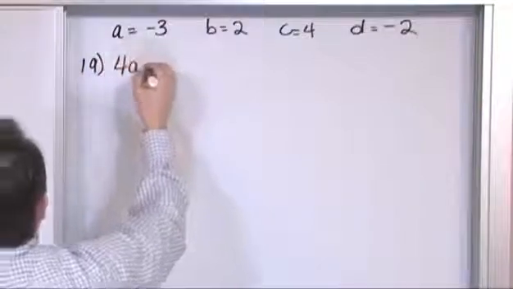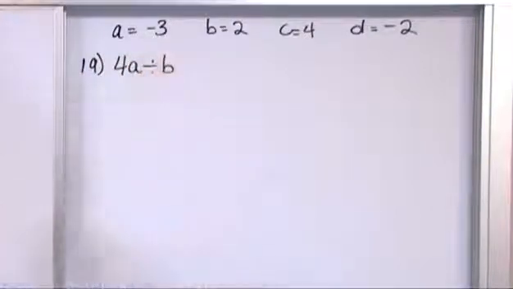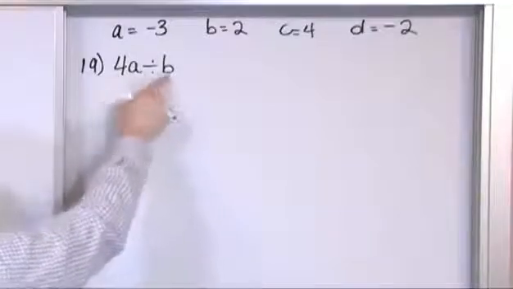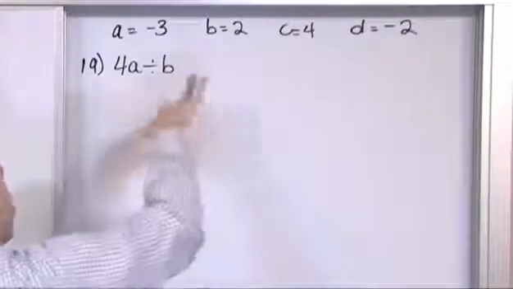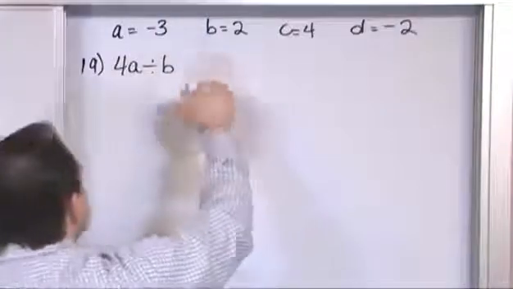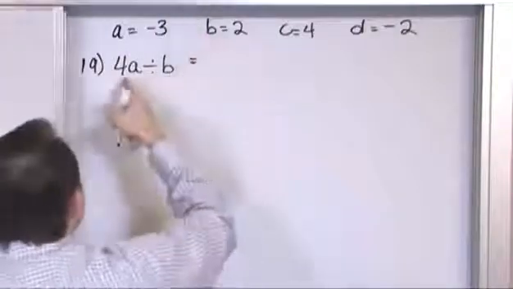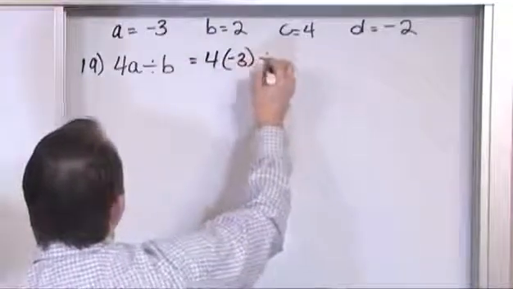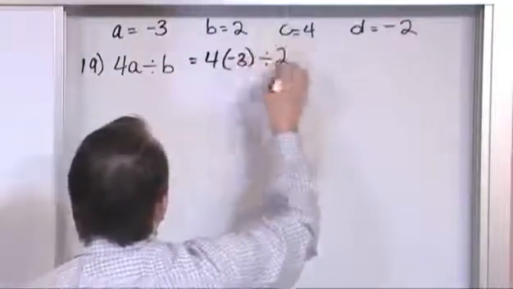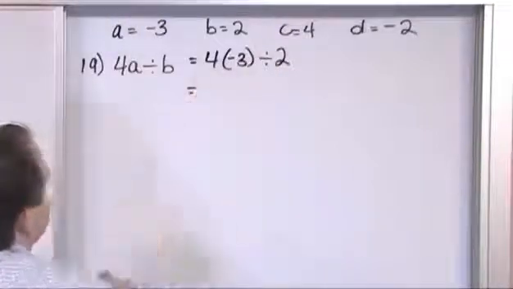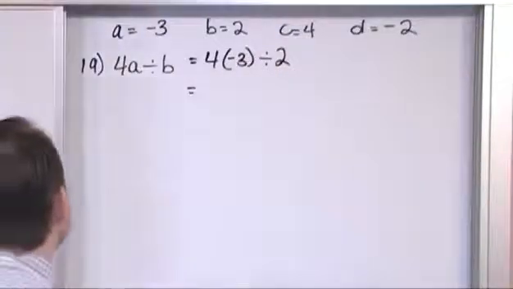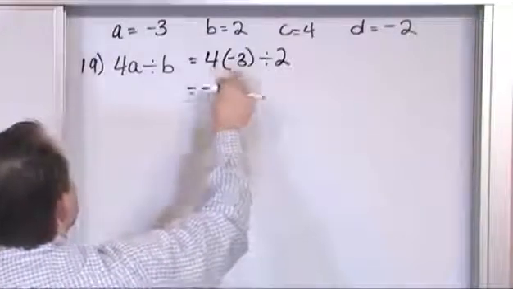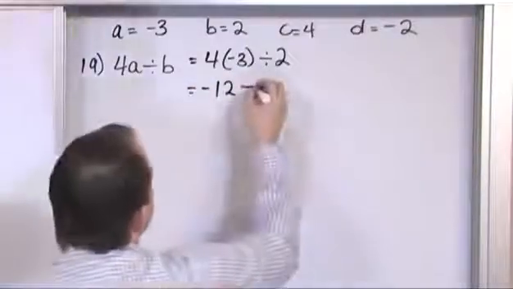4A divided by B. So we have multiplication going on here, 4 times A divided by B. So these are at the same level, multiplication and division, so we're going to work left to right. First, let's plug in 4 times A, which is negative 3, divided by B, which is 2. And we're going to work on the multiplication first. 4 times 3 is 12. It's going to be negative 12 because these signs are different. And we're going to divide by 2.